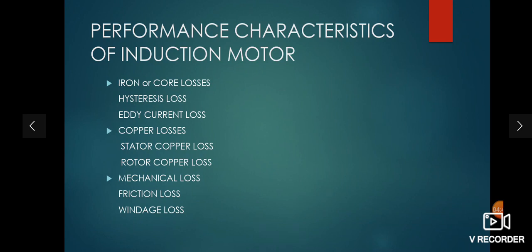So see here, iron losses are split into the hysteresis and eddy current losses. Now as we know, hysteresis loss is reduced by using a magnetic material whose hysteresis coefficient is low, like silicon steel. So always the stator core and rotor core are made from stampings of silicon steel material. So by using the silicon steel material, you can reduce the hysteresis losses.